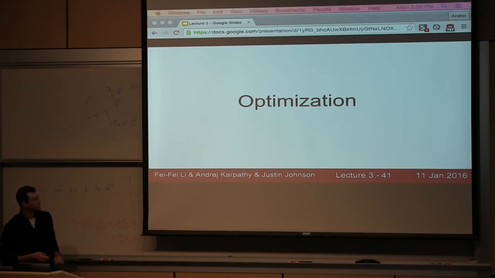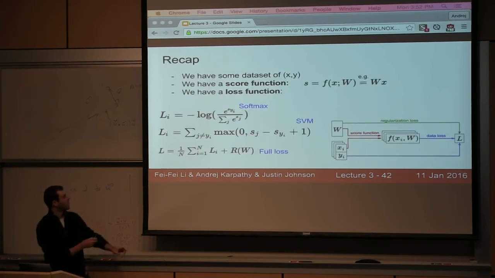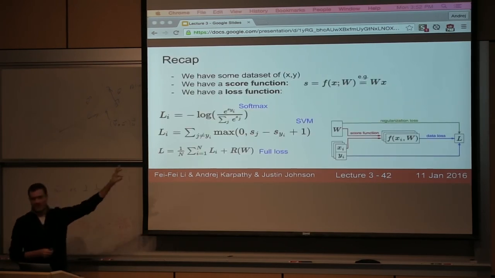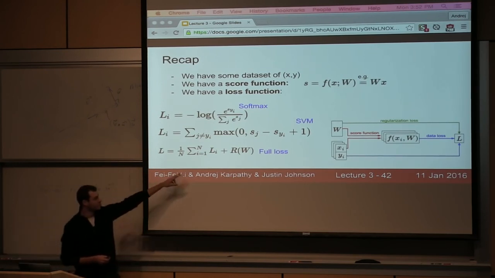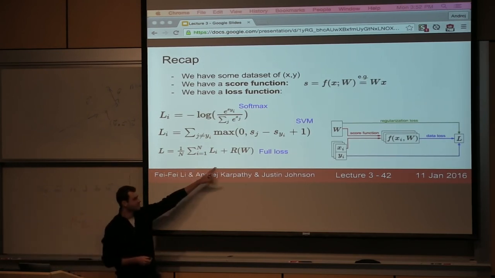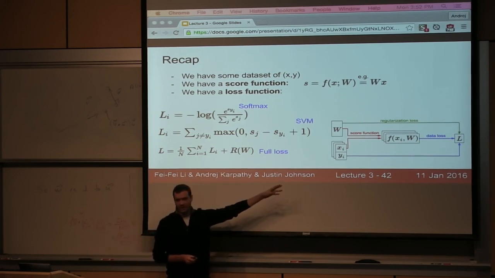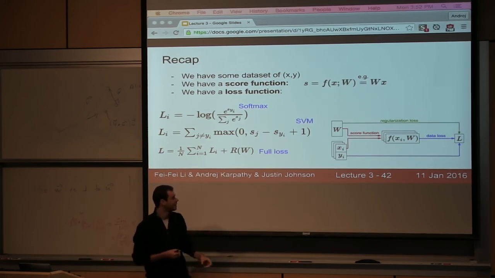So I'm going to go into the process of optimization now, just to give you a sense of what this looks like. So we have this f function. We have these two formulations that I've shown you. And the full loss is achieved as the mean loss over data plus regularization. This is one other diagram to show you what this looks like.